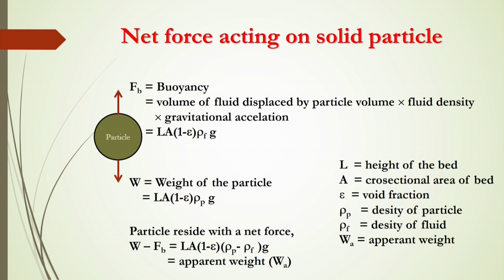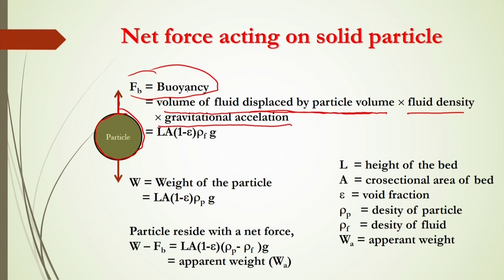And then what should be the net force acting on a solid particle at this minimum fluidization condition? You will see here one particle, which is to be fluidized. Now, what are the forces? One is the buoyancy force acting on this particle, and that will be calculated as the volume of fluid displaced by the particle, that is particle volume, into fluid density and then into gravitational acceleration. You can calculate the buoyancy force. And what are the other forces? That will be the apparent weight of the particle.